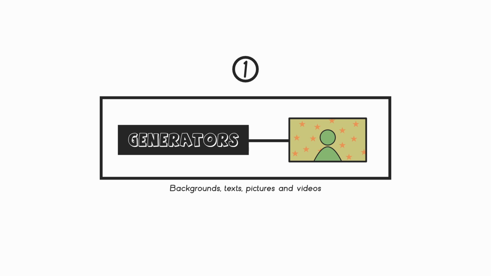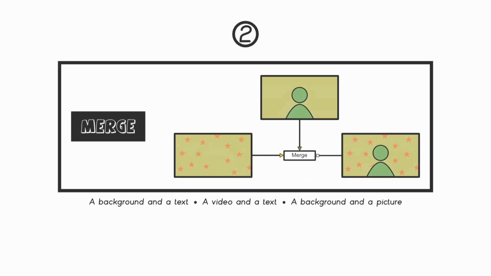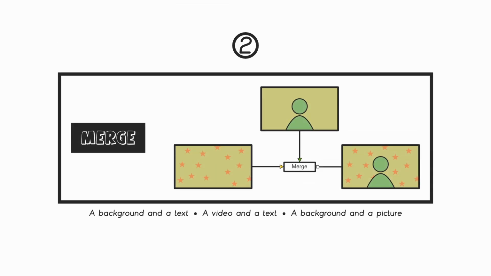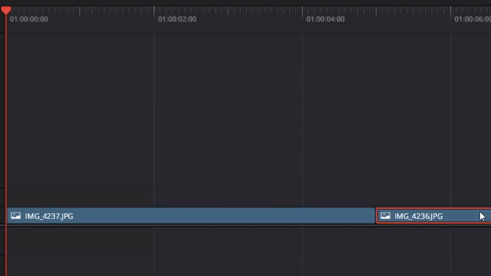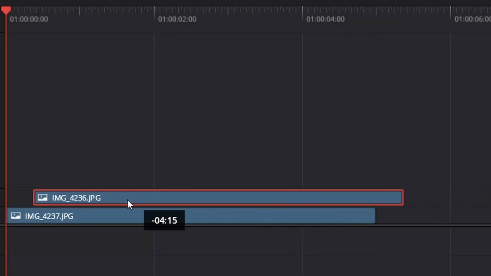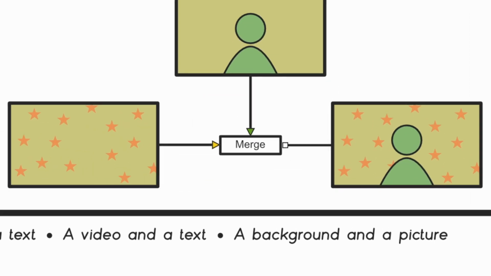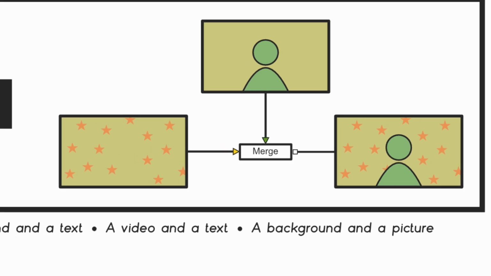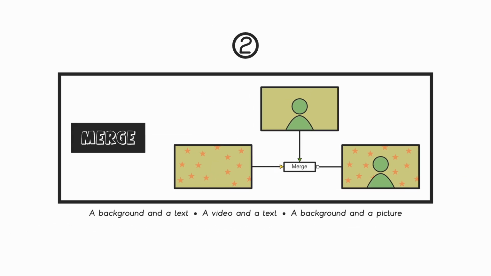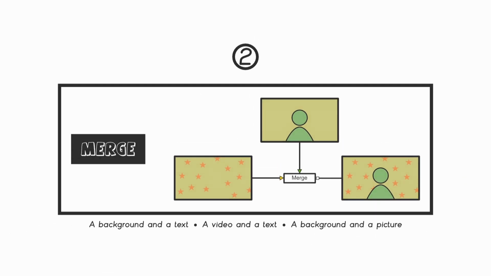Generators. I like to consider generators as anything that generates an image. This can be backgrounds, texts, pictures, and videos. Merge. As the name implies, a merge node is used to merge or bring together two generated images. It can be a background and a text, a video and a text, a background and a picture. Unlike layers where you just place one layer above another, with merge nodes, how you connect two inputs to a merge node determines which is the background and which is the foreground. You'll understand this better when we work on a project.